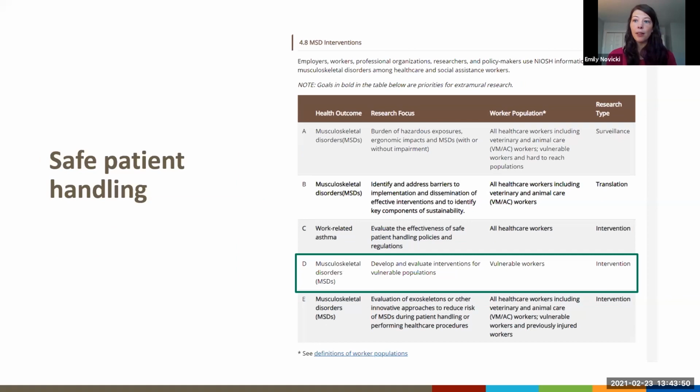Okay. The next one, we said strains. Okay, so we have a goal on safe patient handling. That seems to be a fit. And then we have here for vulnerable workers is the worker population. And thinking about home healthcare workers, they can definitely be considered a vulnerable population. So it's often women, it's often low paid work, not given a whole lot of respect. Some people are self-employed, and that puts them in a little bit more of a precarious position than if they're working for a larger company. So, okay, this seems like this is a good fit here.